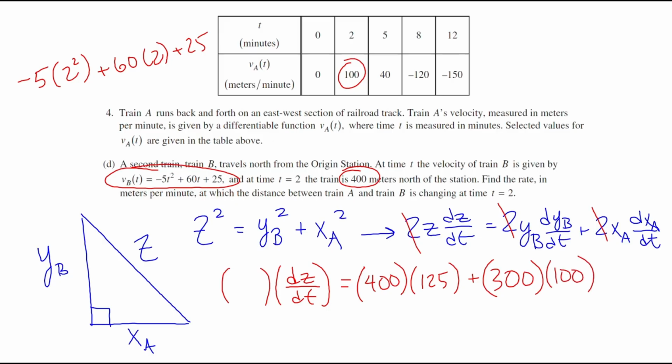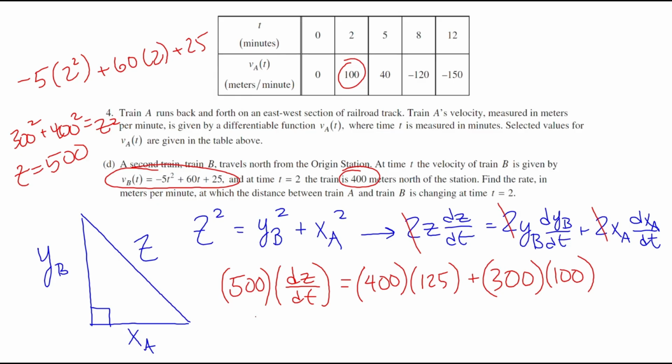And now we do still need the value of z here. Well, we have positions of 300 and 400 for x and y respectively, right? 300 squared plus 400 squared equals z squared. We should know that that's just a 3, 4, 5 right triangle, just all multiplied by 100. So z is just going to be 500 here. So we've got 500 dz/dt equals 400 times 125 plus 300 times 100. Kind of annoying arithmetic here.